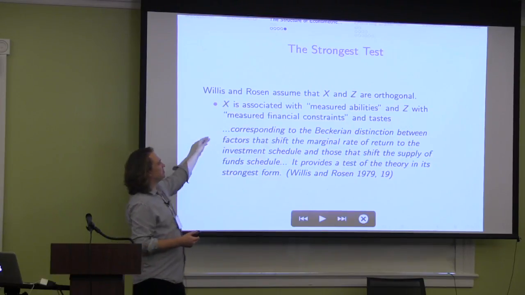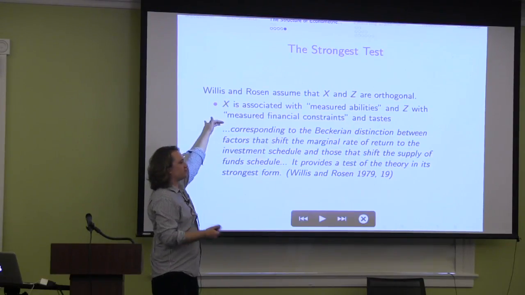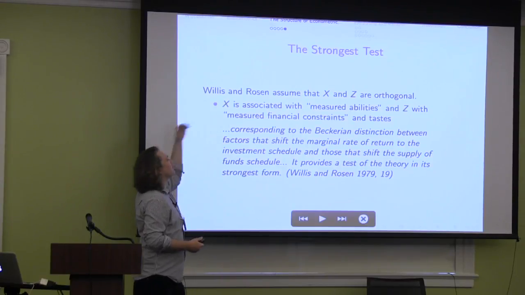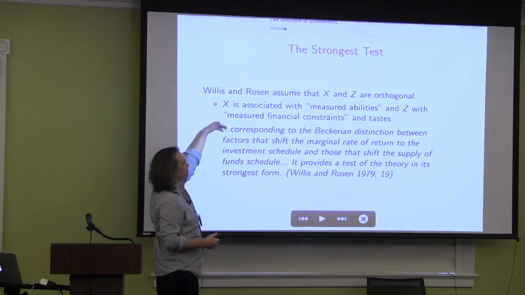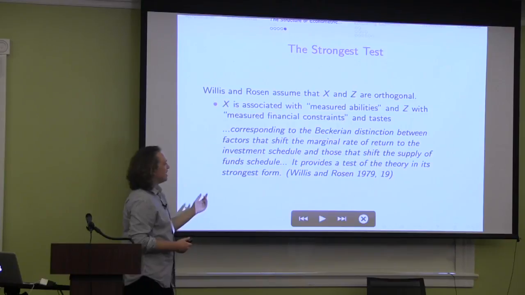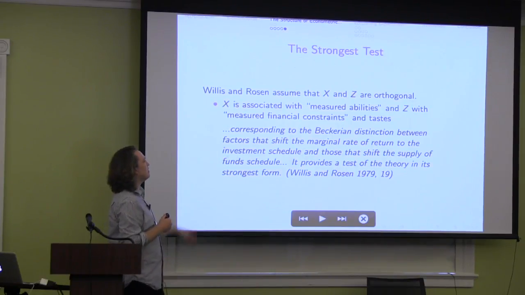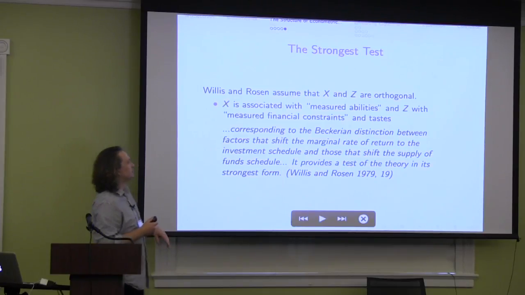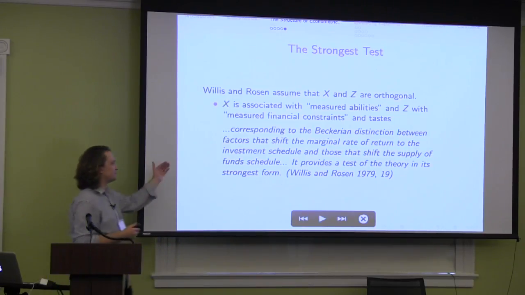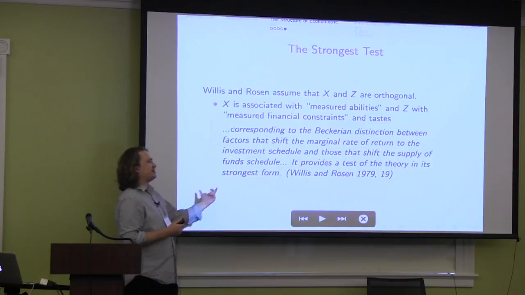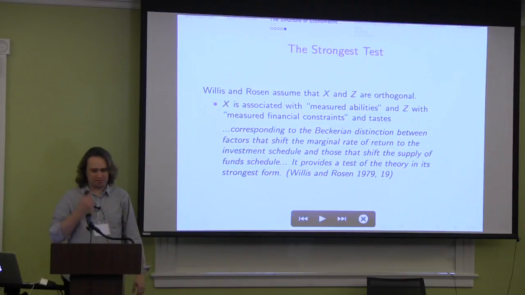So the idea is that X is shifting the marginal returns, and Z is shifting the costs. And they note that this is a Beckerian distinction, going back to Becker's human capital, between factors that shift rates of return and the investment schedule, and those that shift the fund schedule. And then they say this provides a test of the theory in its strongest form.